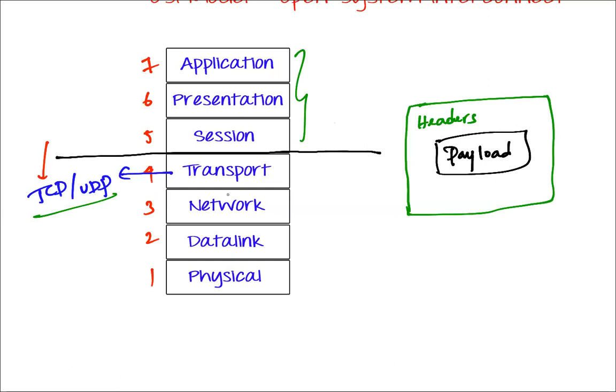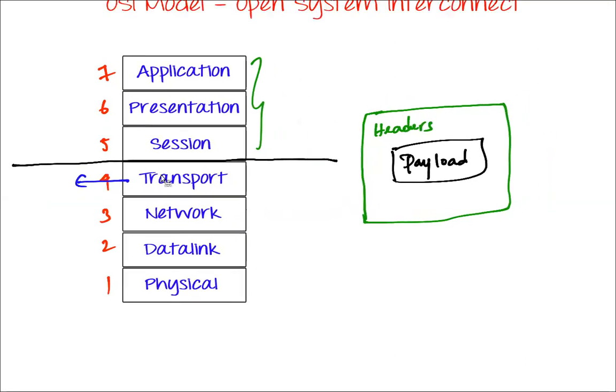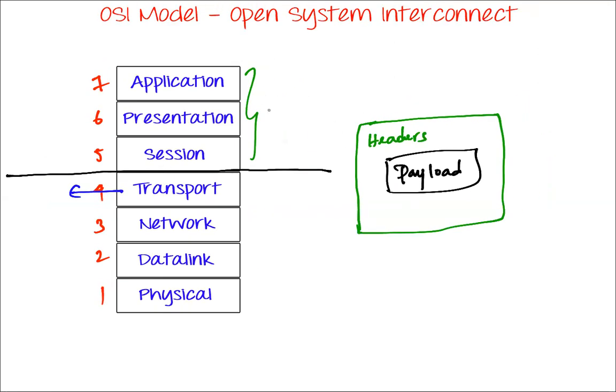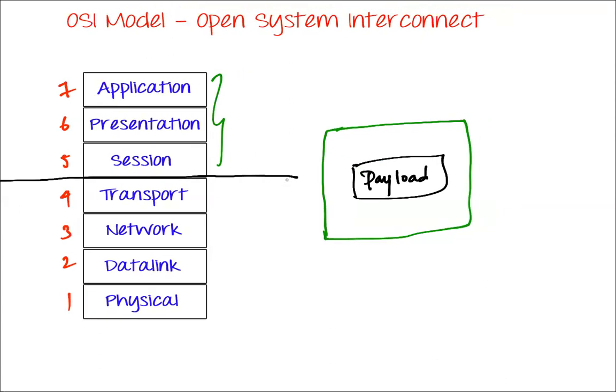Okay, so these are the headers, right? Depending on what type of internet application we are using, the headers will be there. If it is the TCP protocol, then you're going to have TCP headers, or if it is UDP, then you're going to have UDP headers.